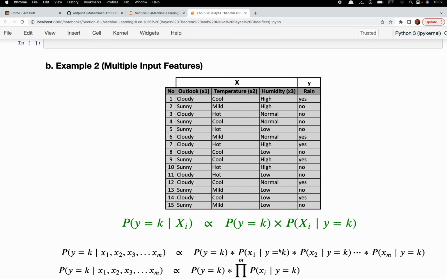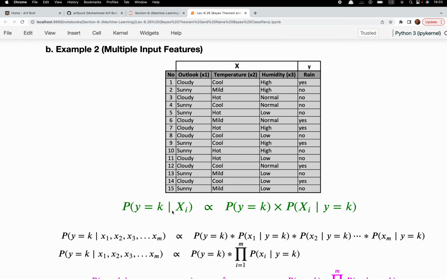And now consider this hypothetical training data set that describes weather conditions as shown in this table. And this time there are 3 input features and 1 output label, and a total of 15 observations. This input feature outlook, or lowercase x1, can have 2 possible values, cloudy and sunny. The input feature temperature, or x2, can have 3 possible values, cool, mild or hot. The third input feature, humidity, or lowercase x3, can have 3 possible values, low, normal or high. And based on these 3 input features, the output label rain can have 2 possible values, yes or no.